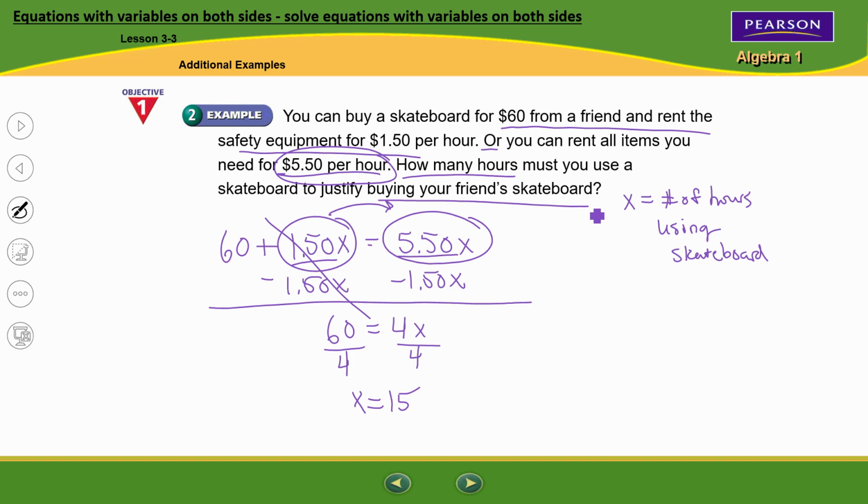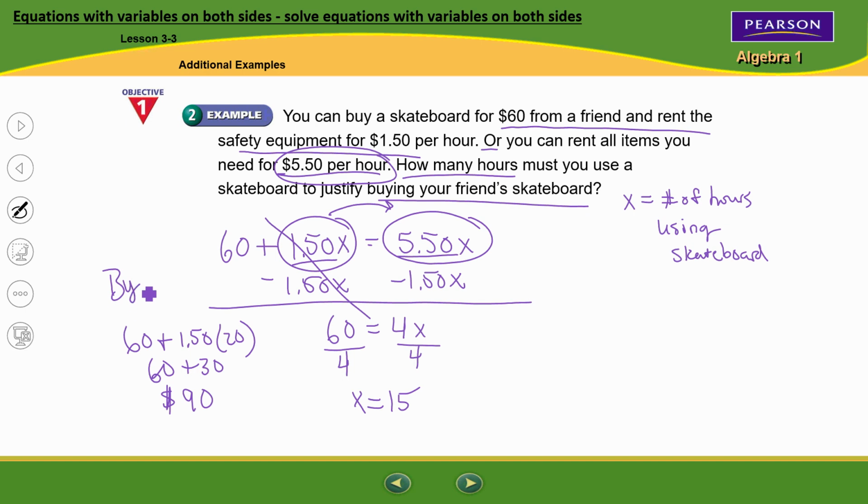Well, let's take a look. After 15 hours, we can use 20. 20 seems pretty easy. So let's try it. 60 plus 1.50 times 20. What's that equal? Well, that equals what? 60 plus 30, which is 90 dollars. And that's if we buy.